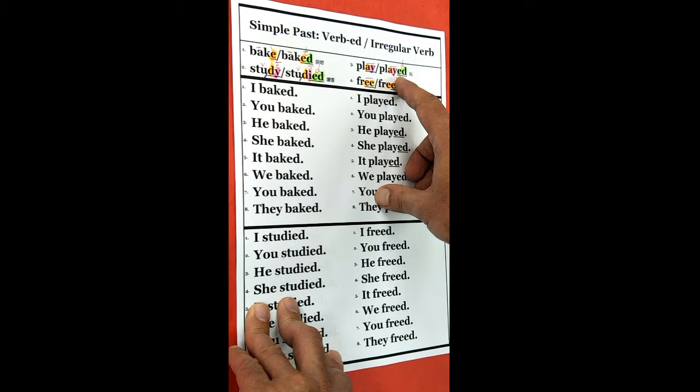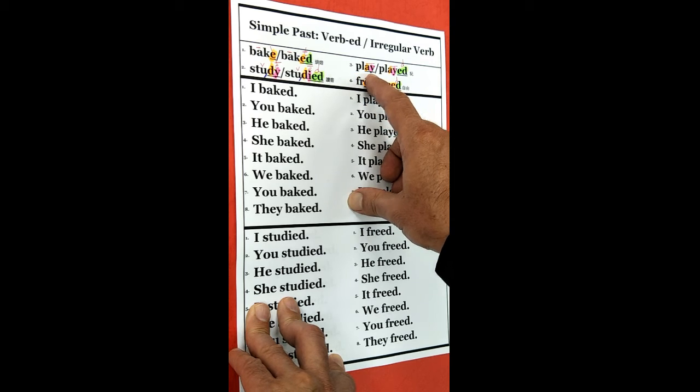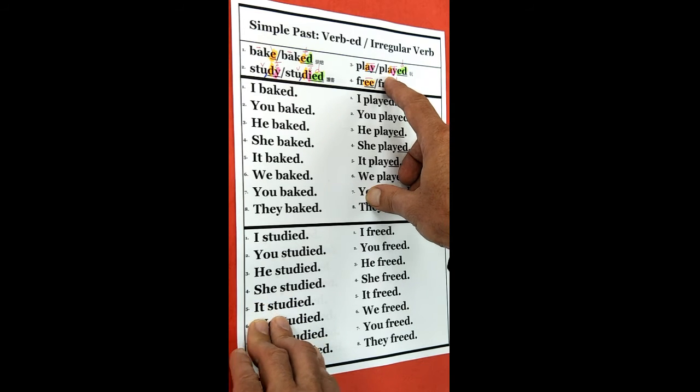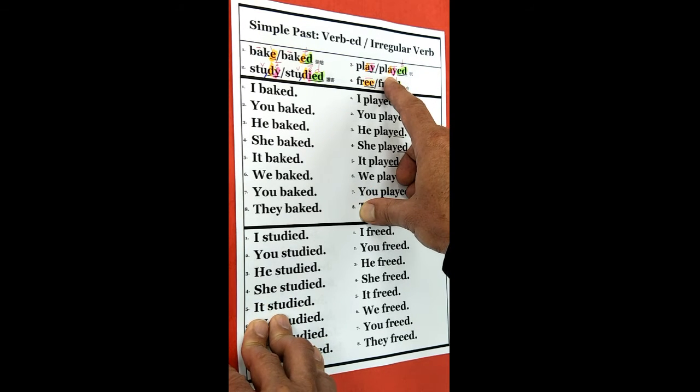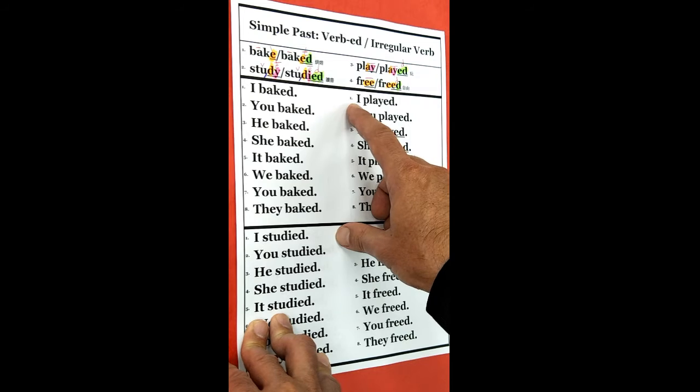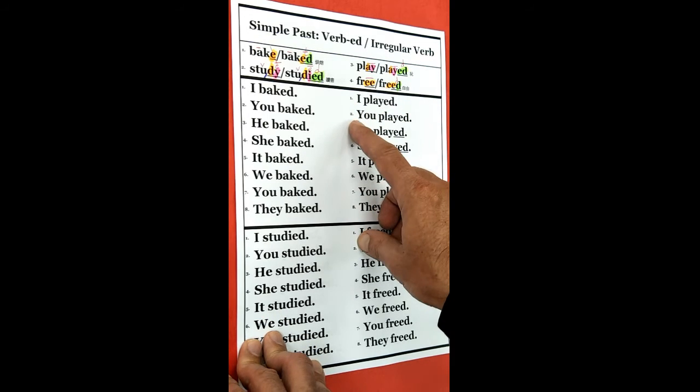We just add ED. Play, played. Here the long A sounds like A, that's voiceless. So ED sounds like D. Play, played. 1. I played.